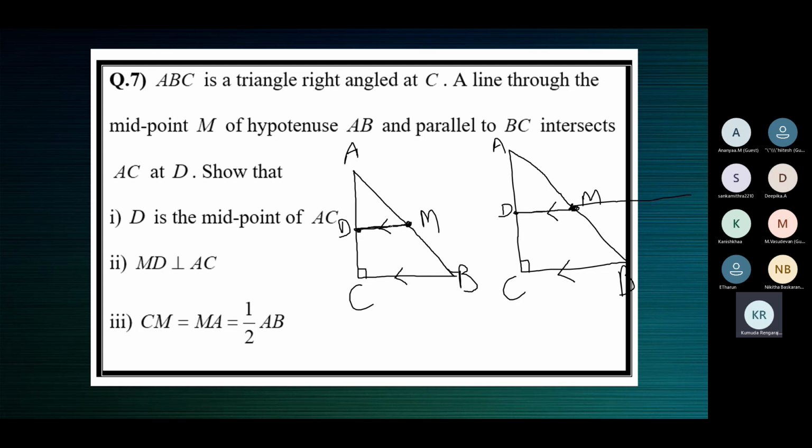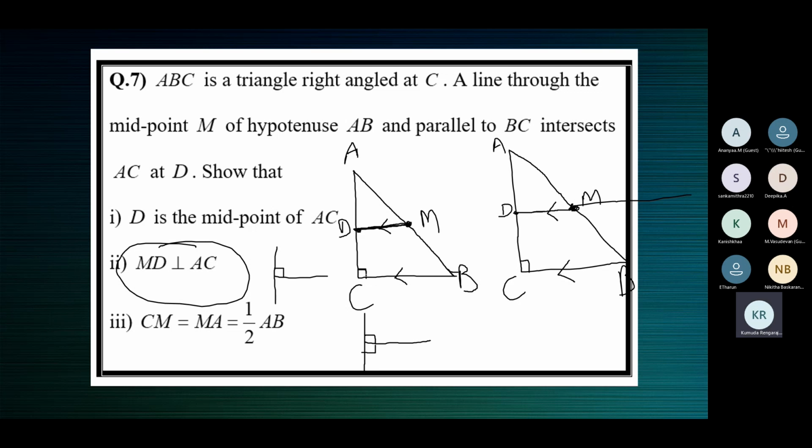MD is perpendicular to AC. We need to prove that MD and AC are perpendicular. That means they must meet at right angles. This is MD, this is AC. You need to prove that they are perpendicular. That means this angle or this angle should be 90.